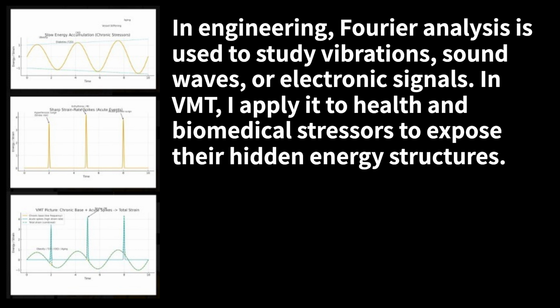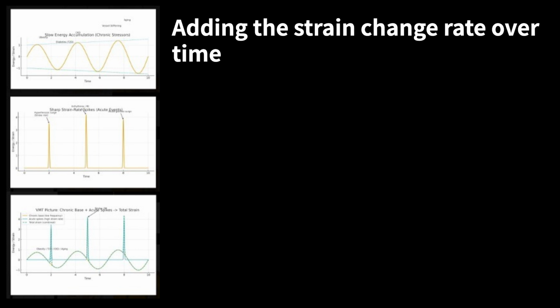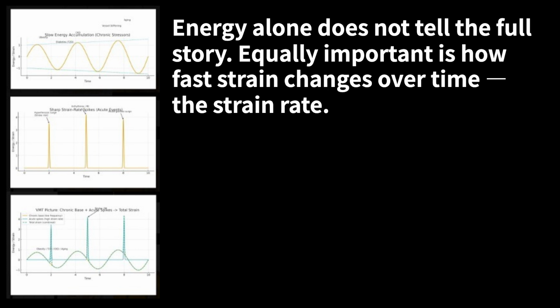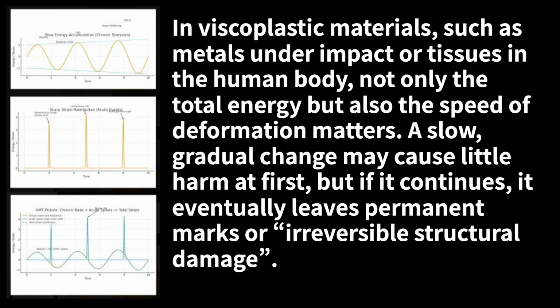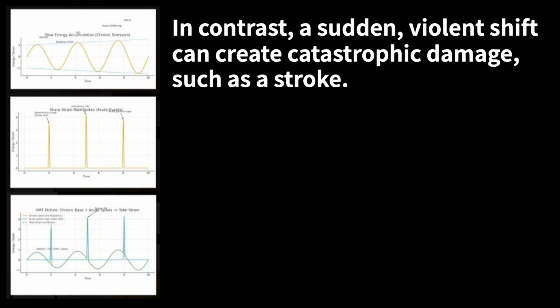In VMT, I apply it to health and biomedical stressors to expose their hidden energy structures, adding the strain change rate over time. Energy alone does not tell the full story. Equally important is how fast strain changes over time, the strain rate. In viscoplastic materials, such as metals under impact or tissues in the human body, not only the total energy but also the speed of deformation matters. A slow, gradual change may cause little harm at first, but if it continues, it eventually leaves permanent marks or irreversible structural damage. In contrast, a sudden, violent shift can create catastrophic damage, such as a stroke.